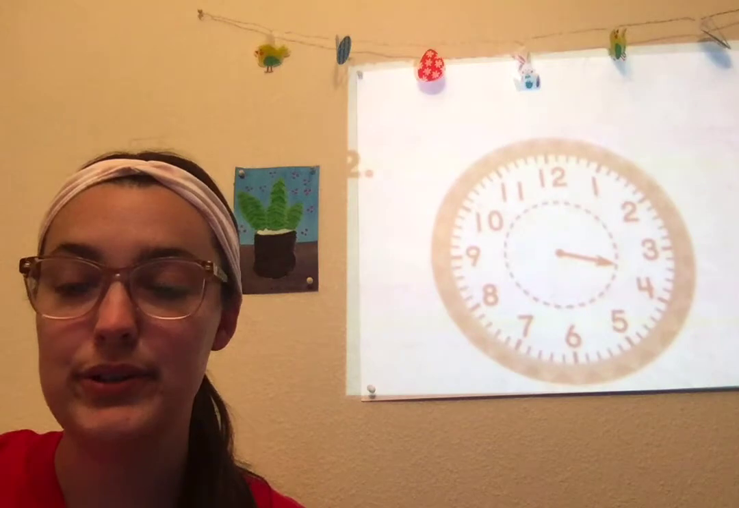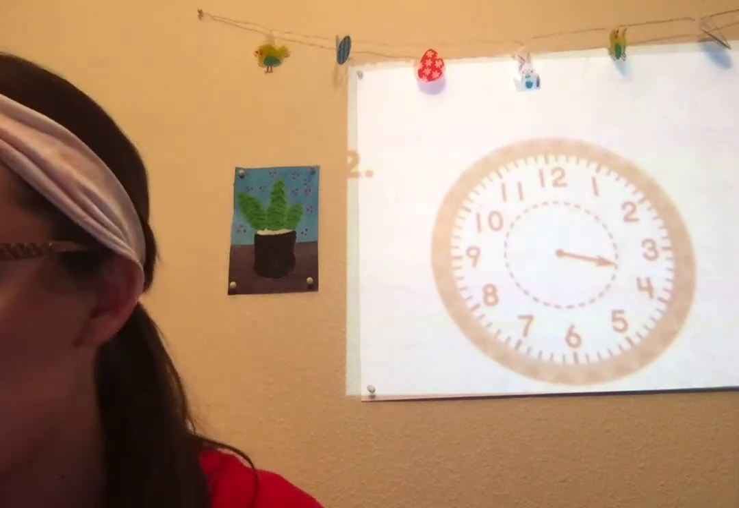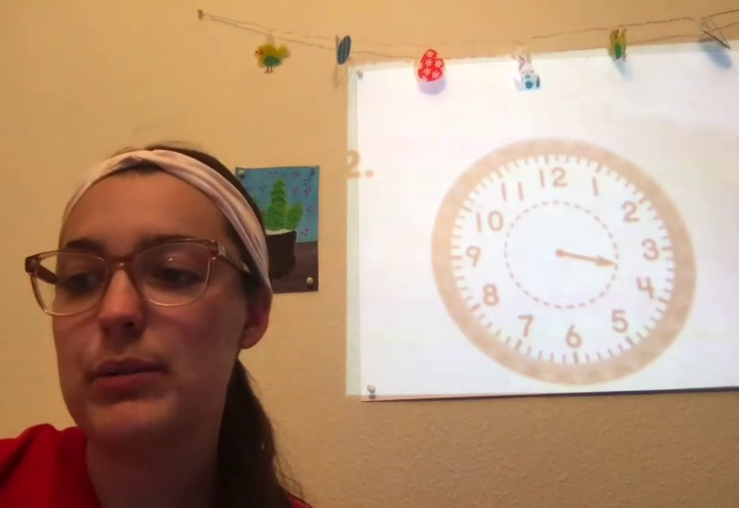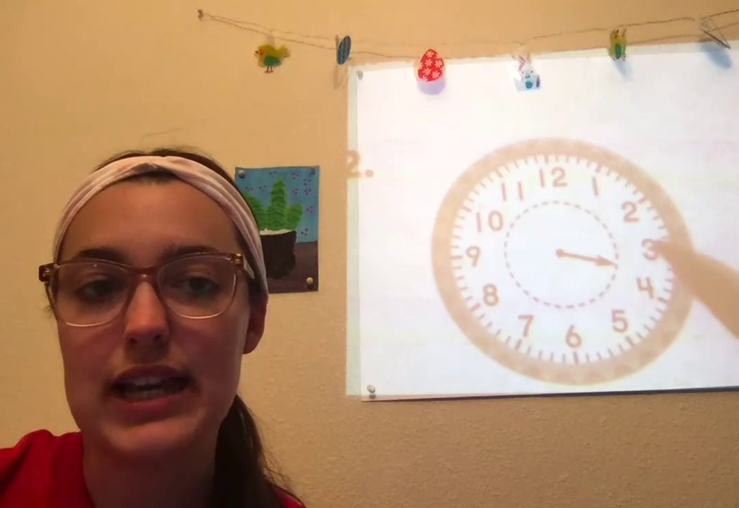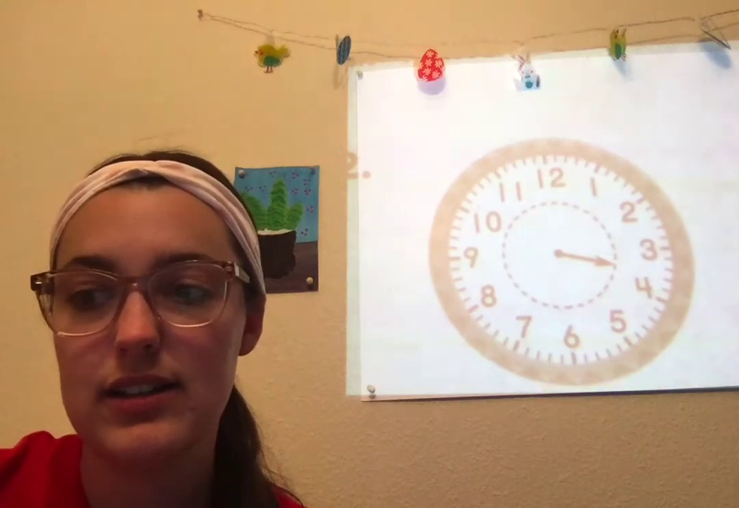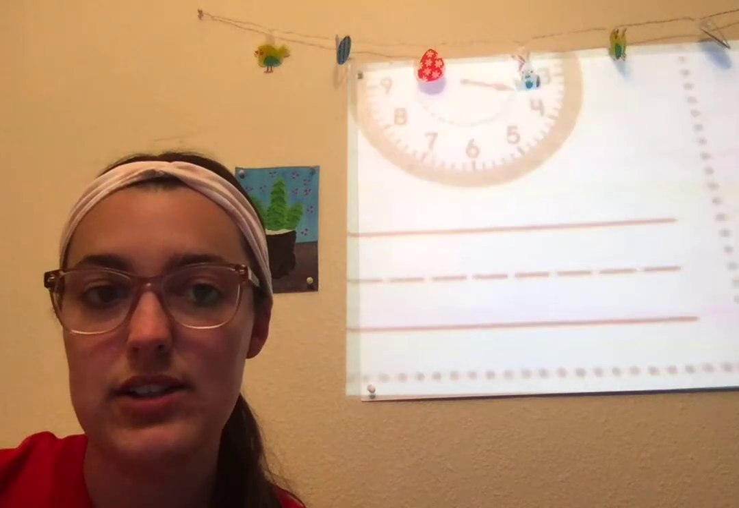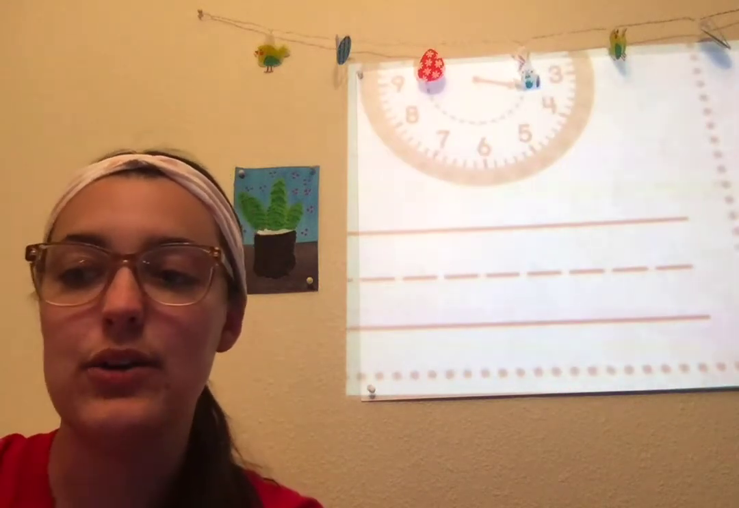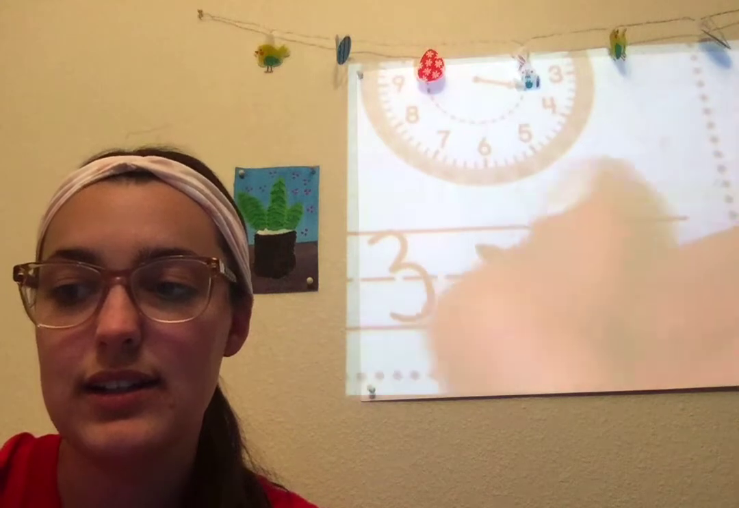Here's number 2. Now all of these, are any of them going to be pointing right at the number? No, they're all going to be in the middle, so they're all going to be something 30 today. So number 2 is right in between, looks like 3 and 4. My smaller number is 3. So that means it's half past 3 or 3:30.